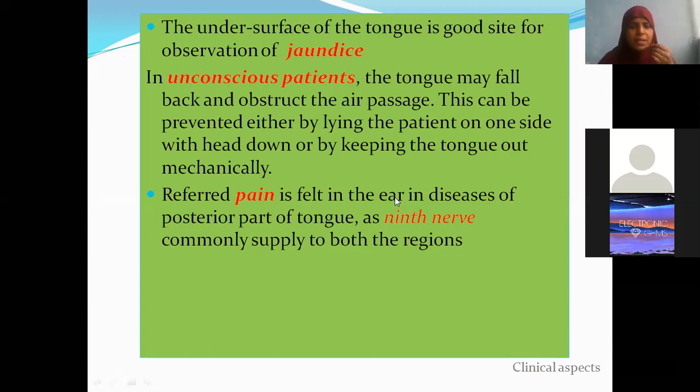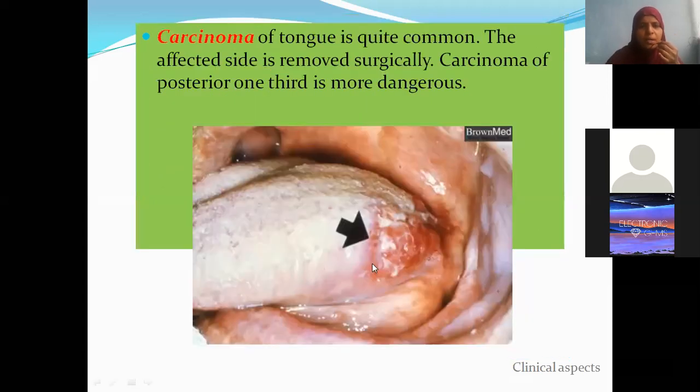Referred pain is felt in the ear in diseases of the posterior part of the tongue because of the glossopharyngeal nerve. This is the dermatomal rule. That is, the ninth nerve supplies the posterior part of the tongue and also the ear. Then carcinoma is also very common. When I was discussing the parotid gland, I told you that because of the use of pan, gutka, pan masalas and all, nowadays these cancers are increasing.